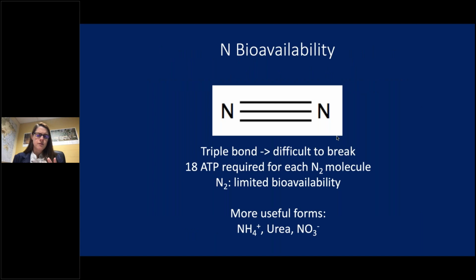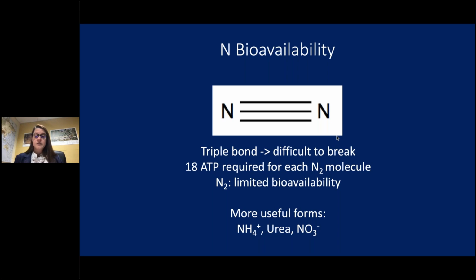And why does that matter? What's the difference? We're trading out one cyano for another. Well, nitrogen bioavailability probably plays a really large role in who's there. Both Dolichospermum and Aphanizomenon are able to fix nitrogen. And nitrogen is really hard to fix. The gas is triple bonded. It requires 16 to 18 ATP for each nitrogen gas molecule. So it's really limited in terms of bioavailability.